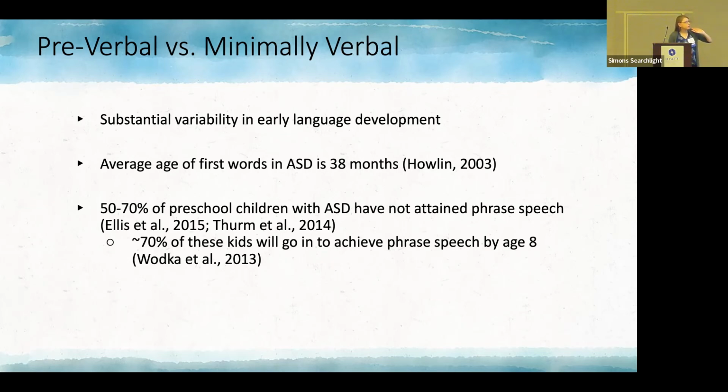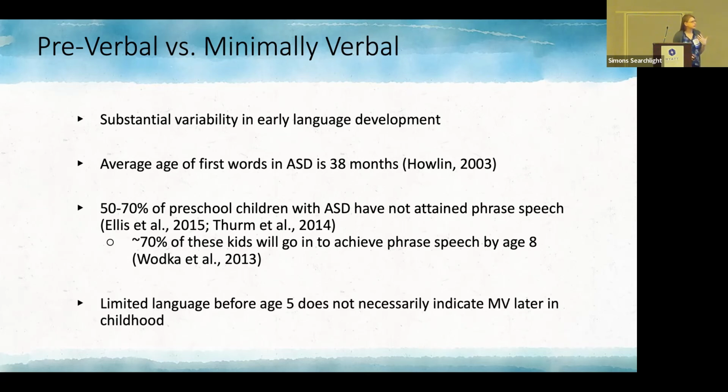We also know that of kids who get to the preschool age with limited language, about 70% of those kids, so most of them, by the middle of elementary school, are going to be speaking in at least phrase speech. Not necessarily age appropriate, but there used to be an expectation in the field that if a child wasn't talking by age 5, they were probably going to stay nonverbal. And we know now that that's not the case.